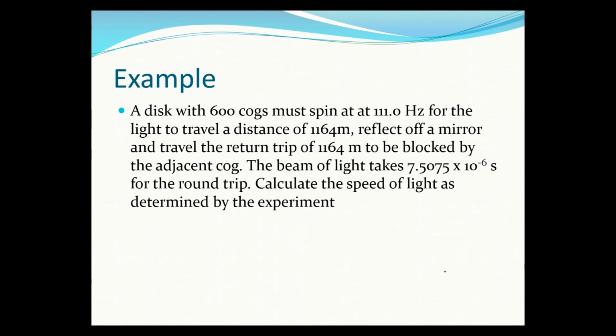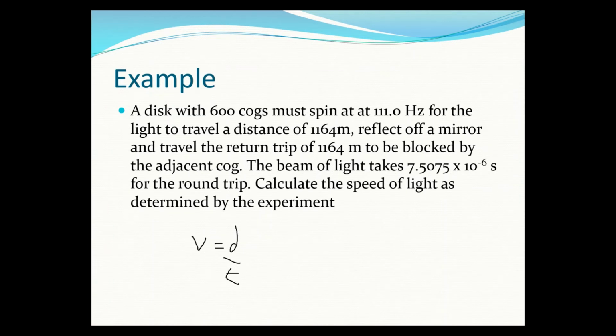So here's a calculation. A disk with 600 cogs must spin at 1100 hertz for the light to travel a distance of 1164 meters, reflect off a mirror, travel 1164 meters back and be blocked by the adjacent cog. The beam of light takes this time to do the trip. Calculate the speed of light. So again, this is just v equals d over t. All of these are just v equals d over t.